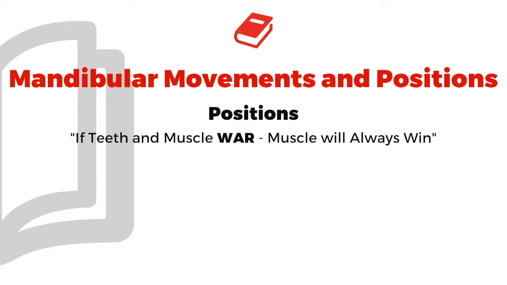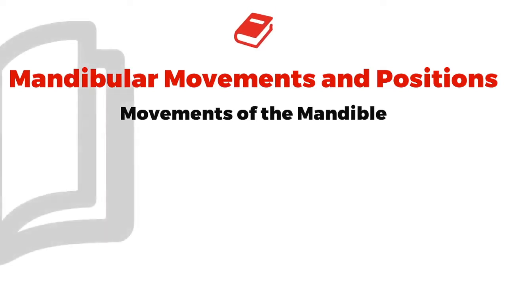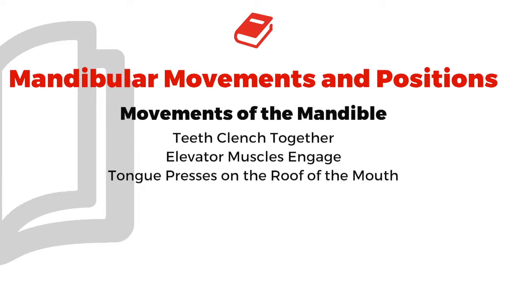Another position that we see repeatedly on the exam is swallowing. This is going to be represented by point 1 on your facial plane, point 2, or MIP, on your sagittal plane. So go ahead and try this. Go ahead and swallow for me. When you swallow, feel your teeth clench together. Feel your elevator muscles engage. Remember what those are? Your masseter, your temporalis, your medial pterygoid. You feel your tongue press against the roof of your mouth. Make sure and know those things. You're going to see that on the test.